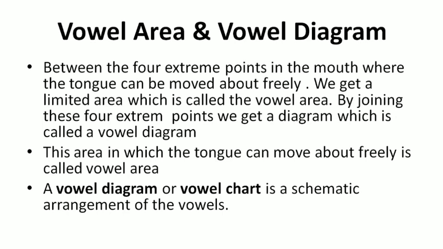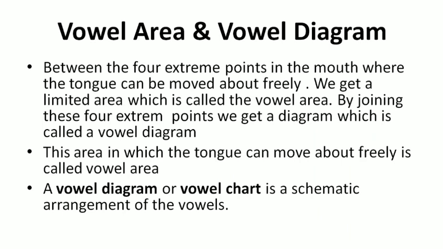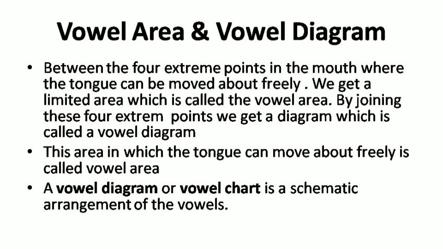If we join these 4 extreme points to which the tongue freely moves, we get an area that is known as the vowel area. By joining these 4 extreme points, we get a diagram which is known as the vowel diagram. And we will draw a picture here in the next slide.